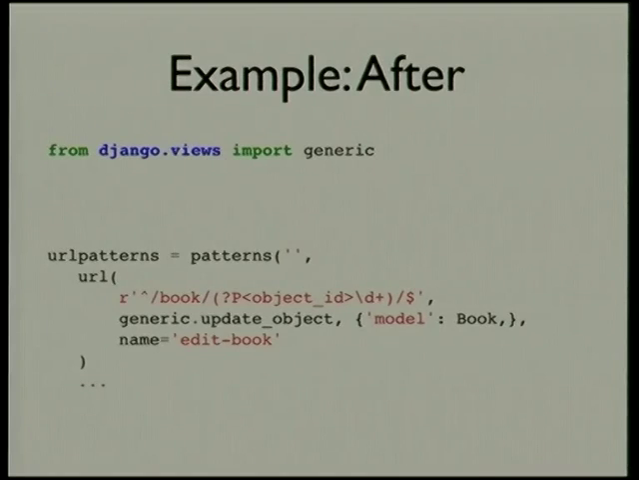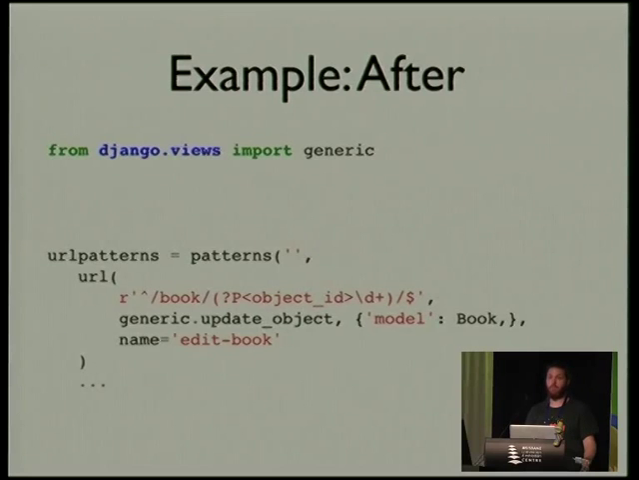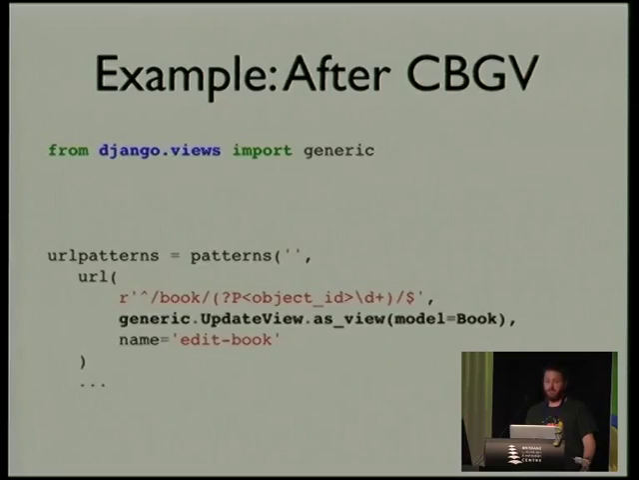So what does that look like in deployment? Well, once upon a time we had our generic.update object, and that was a function. We pass in an argument that says the model we want to deal with, it's a book, and it gets called and invoked, and it just gets handled as a view. It behaves like a view. After class-based generic views, it's almost exactly the same thing. It's changed from lowercase to uppercase because we're dealing with PEP8 and classes have uppercase names. We have a little bit of extra, the as-view bit, and we're passing in the model we want to work with as an argument.